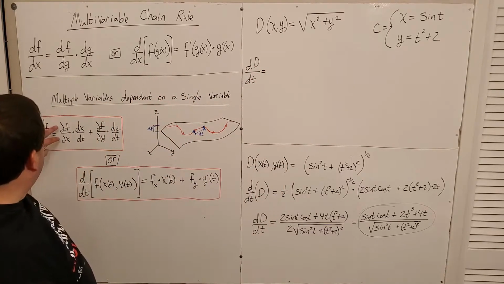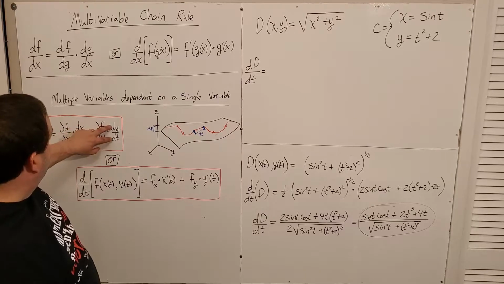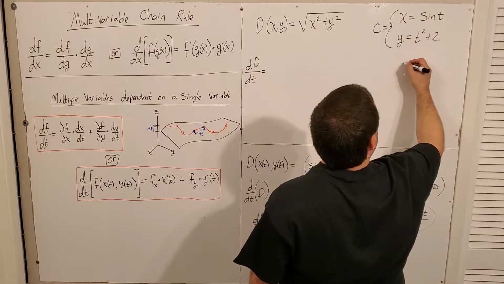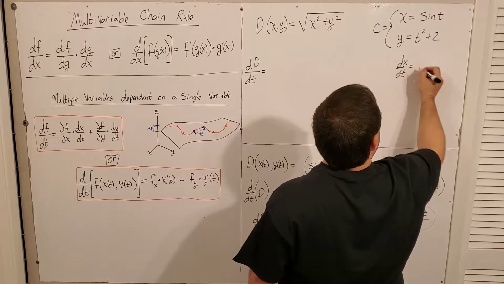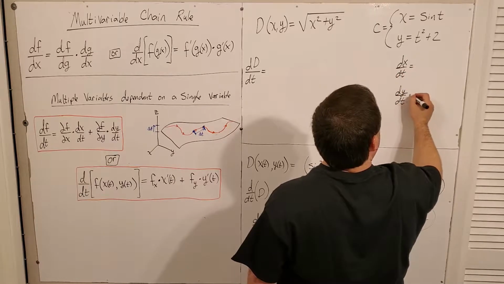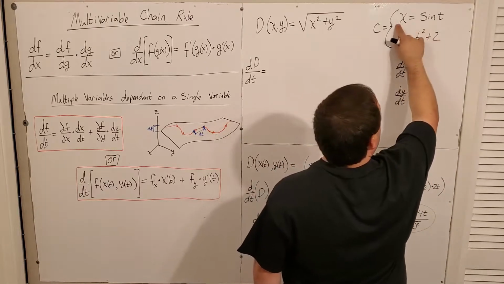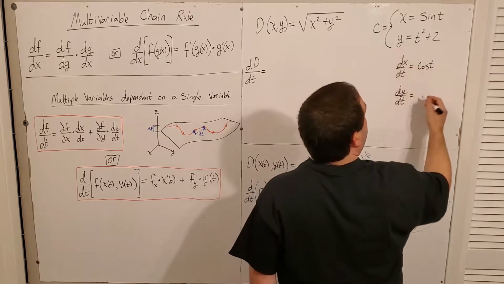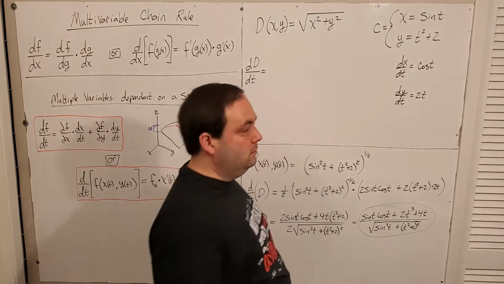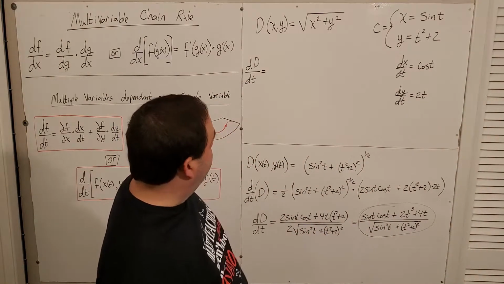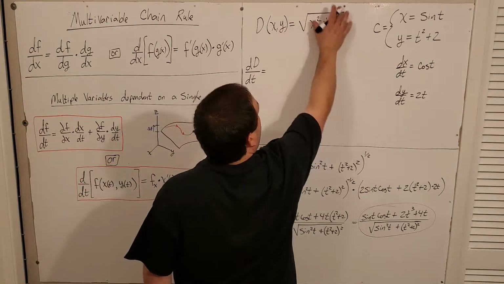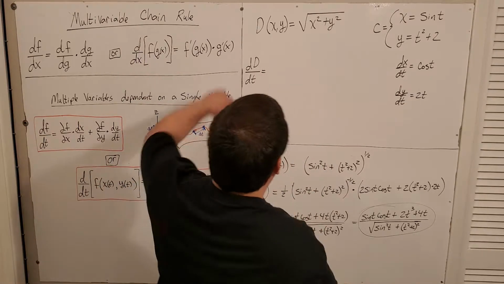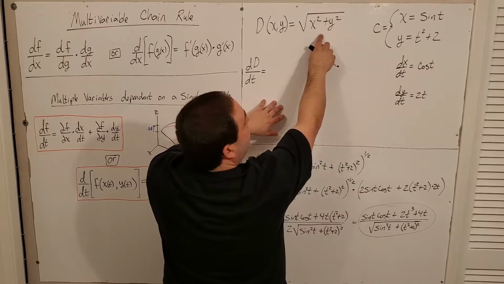Then what I need is some partial derivatives and some straightforward x and y derivatives. So over here, just over on the side, I'm going to write out dx dt and dy dt. The dx dt here is cosine t, and dy dt here is 2t, right? Okay. Now, the function here, I'm going to do the partial derivatives of with respect to x and y.